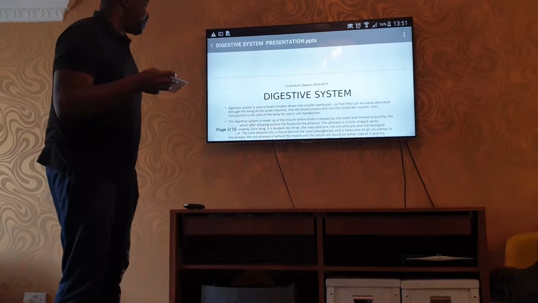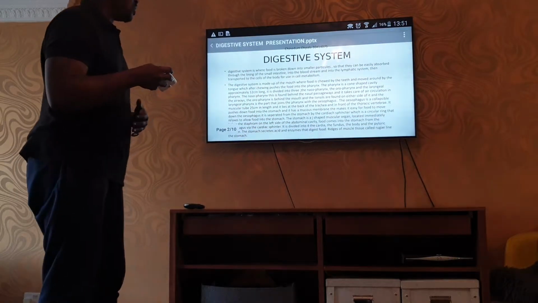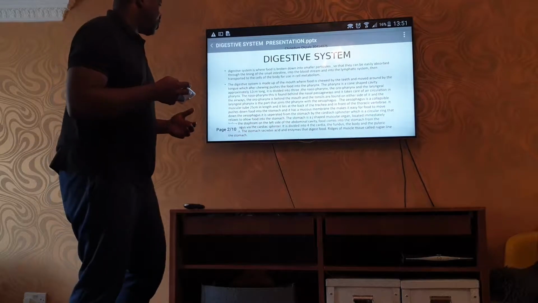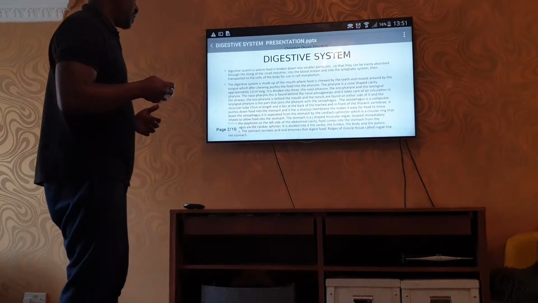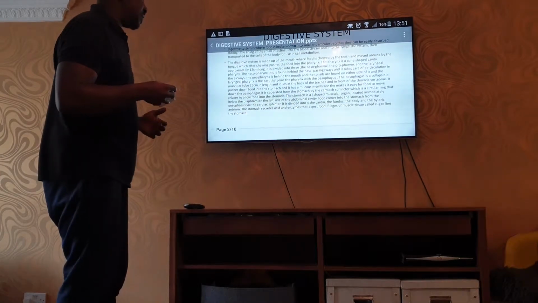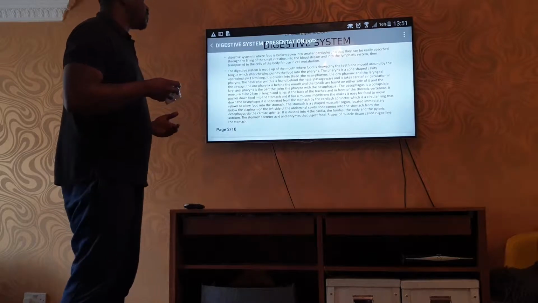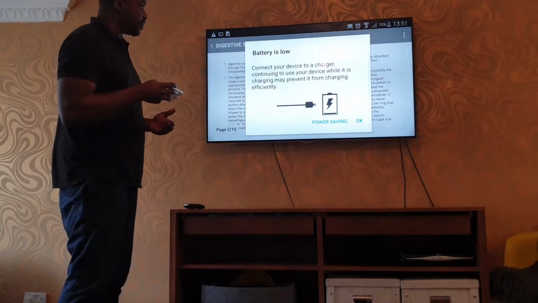The digestive system is where food is broken down into smaller particles so that they can be easily absorbed through the lining of the small intestine into the bloodstream and into the lymphatic system, then transported to the cells of the body for use in cell metabolism.